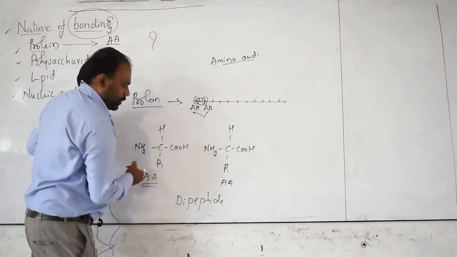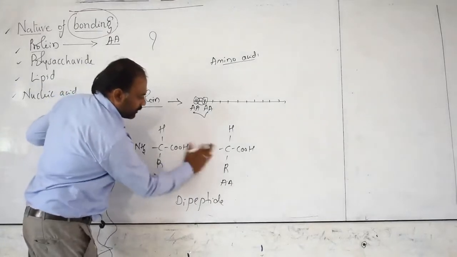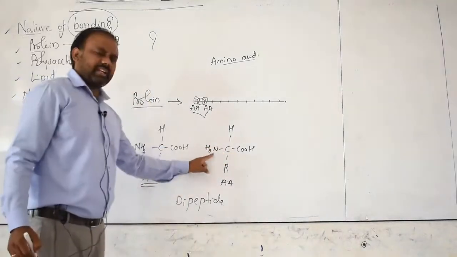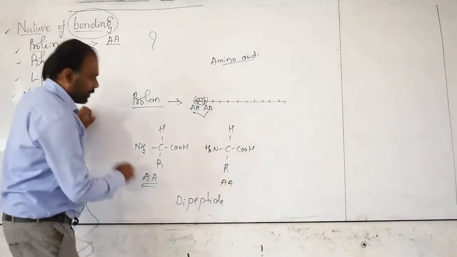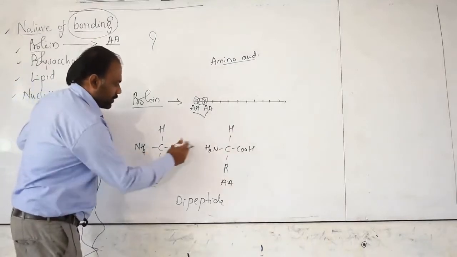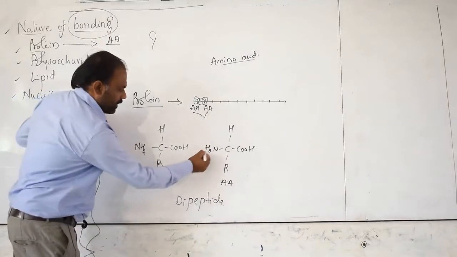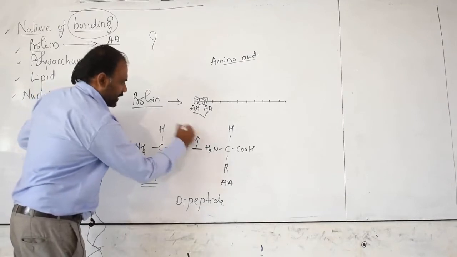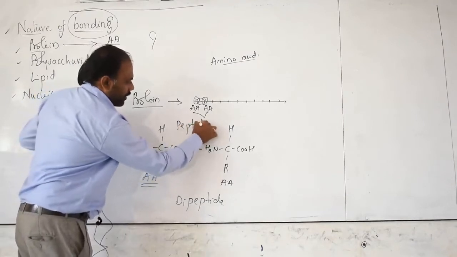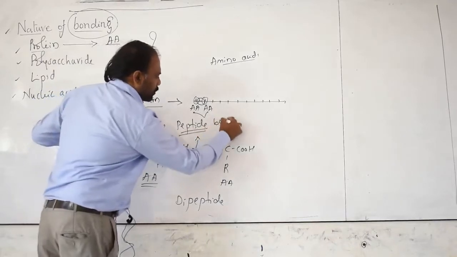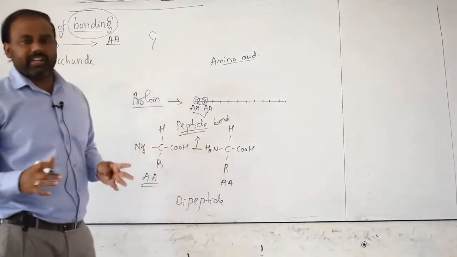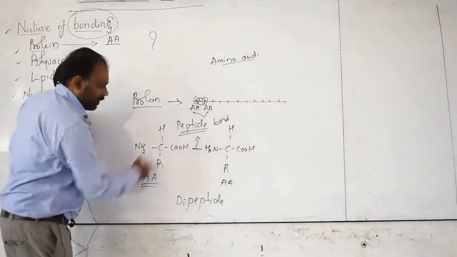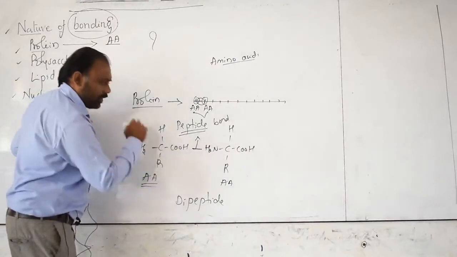So here, NH2, how can we write this? Nothing but NH2. Here, what is going to happen? In between there is a bond, and that bond is considered the peptide bond. Please remember, one last question: which bonding is present in between two amino acids? That is the peptide bond.